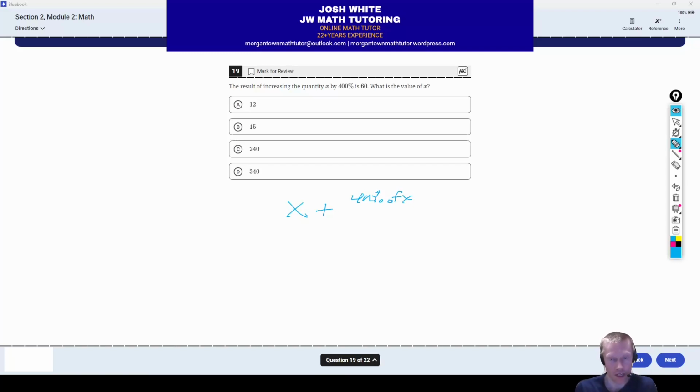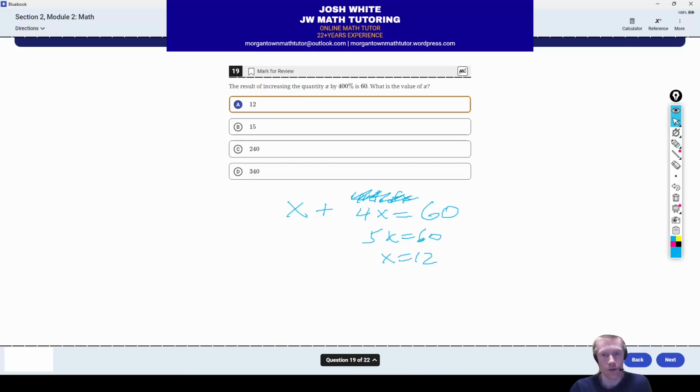So 400% as a decimal is technically 4, and then of is multiplication, times x. So really, translated to an equation, it just becomes x plus 4x equals 60. So you just get 5x equals 60, x equals 12. Correct answer is going to be letter A. Now, here's a second way you could solve this, basically with back solving.